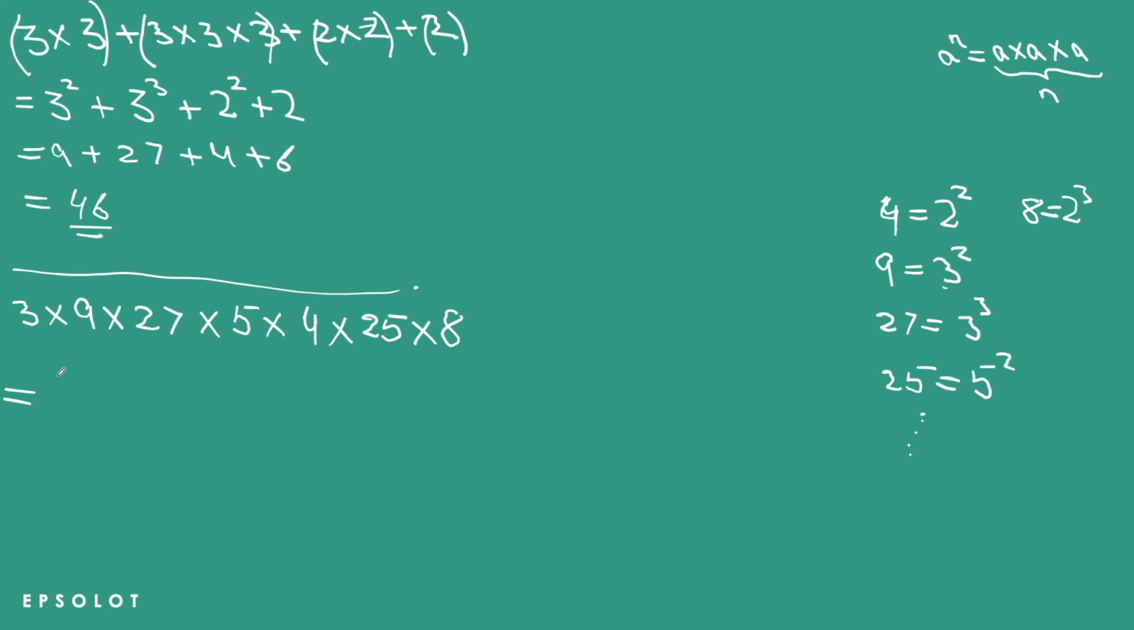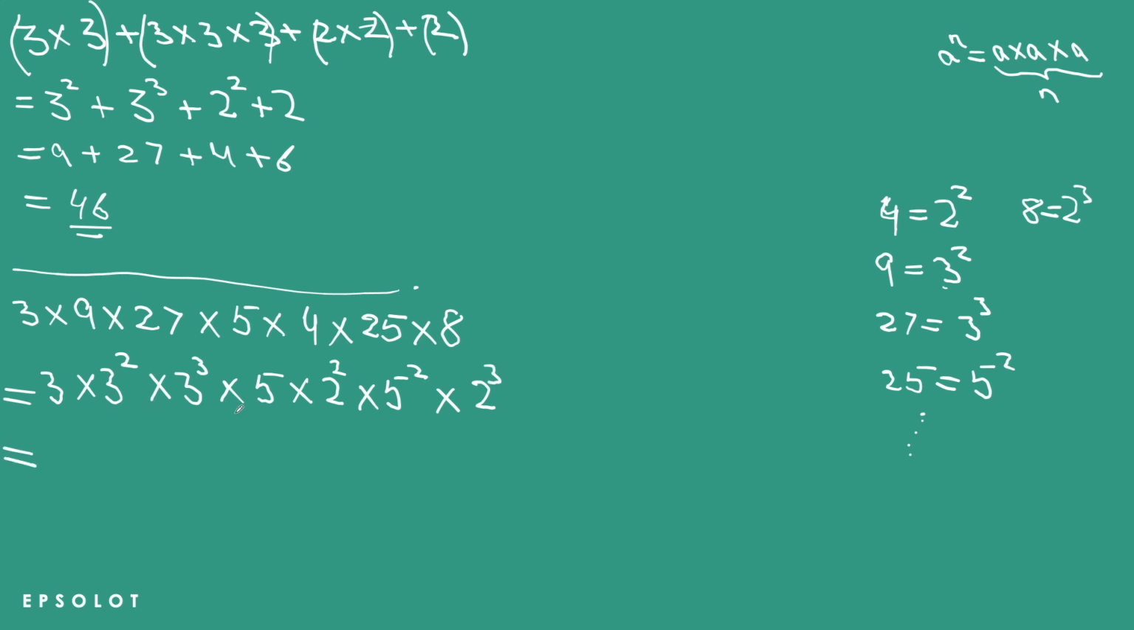But if you look at it very closely, what you can do is rewrite many of these numbers as exponentials. So for example, 3 times 9 can be rewritten as 3 to the power of 2 times 3 to the power of 3, 27, times 5 times 4 can be rewritten as 2 to the power of 2, 25 can be rewritten as 5 to the power of 2, and 8 can then be rewritten as 2 to the power of 3.